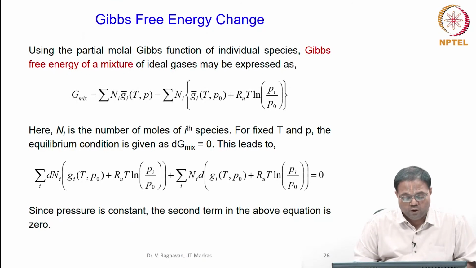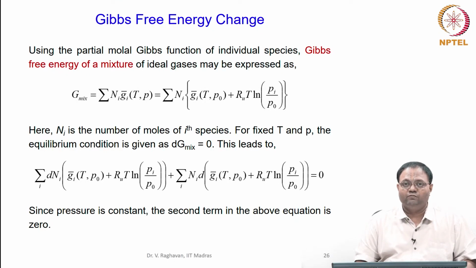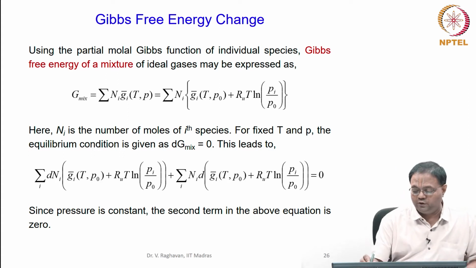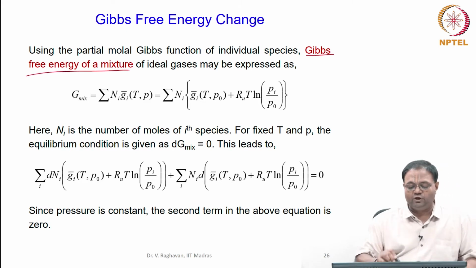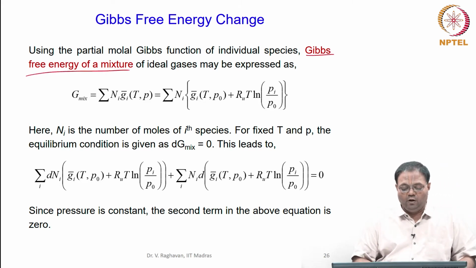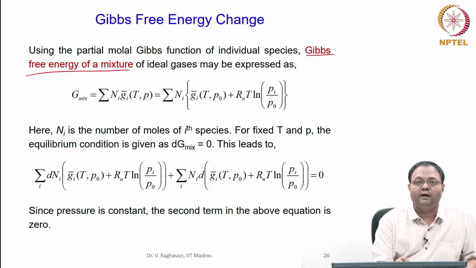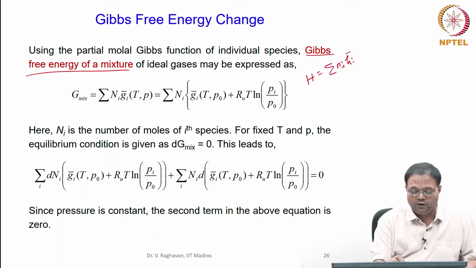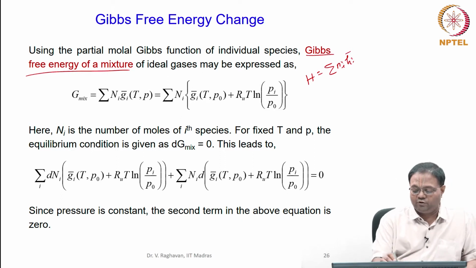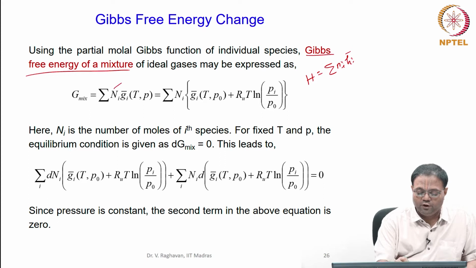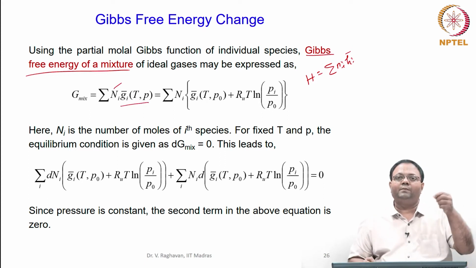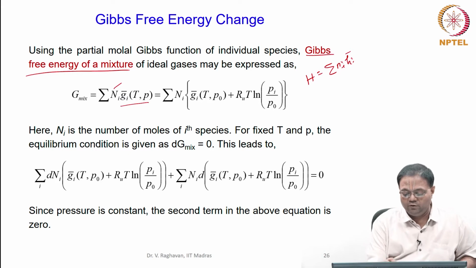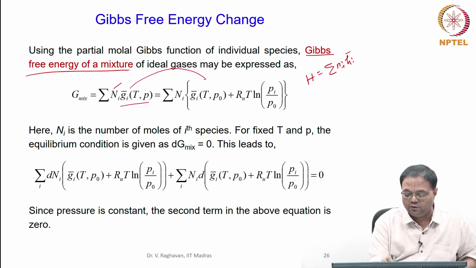Okay, now once you know the Gibbs function, or Gibbs free energy, for a particular species i, then the Gibbs free energy of a mixture of ideal gases can be calculated just like H, which is sigma Ni Hi. Same thing I am using here: sigma Ni, where Ni is the number of moles of the ith species, into Gi, but calculated at a particular temperature and pressure. So you can now expand this term and write.